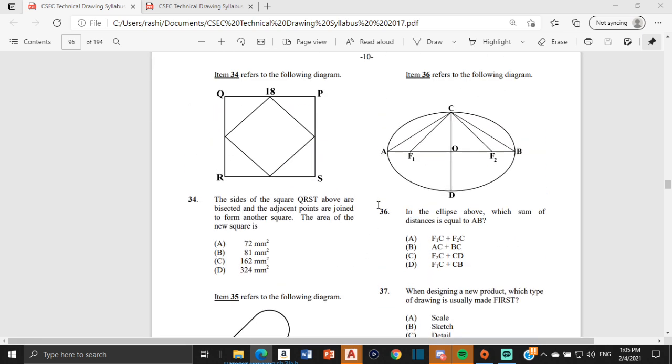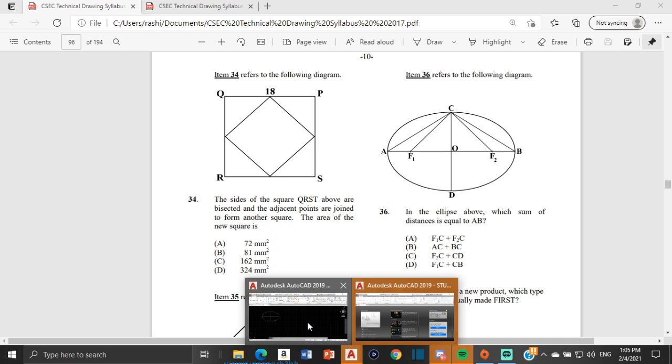Alright, I'll go back to number 36 because AutoCAD is kind of loading right now. So I'll go back to number 36 once AutoCAD comes up, and I will explain why the answer would be F1C plus F2C. So for now, alright, AutoCAD came up.